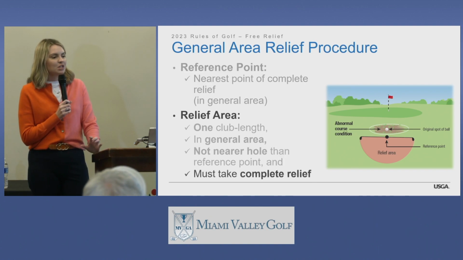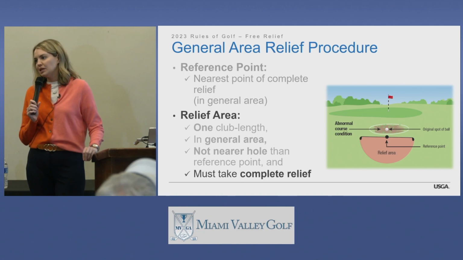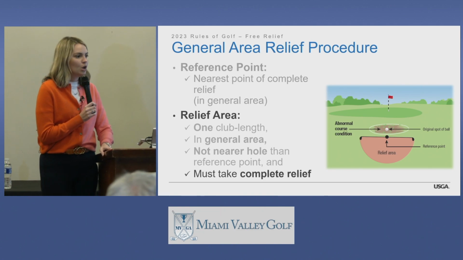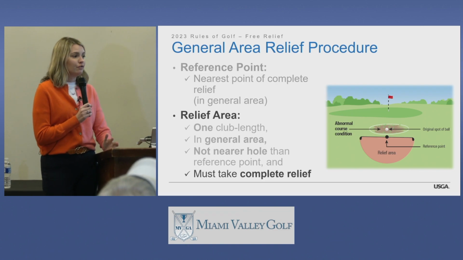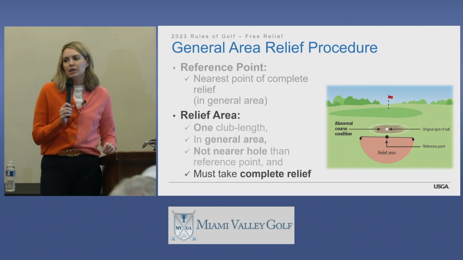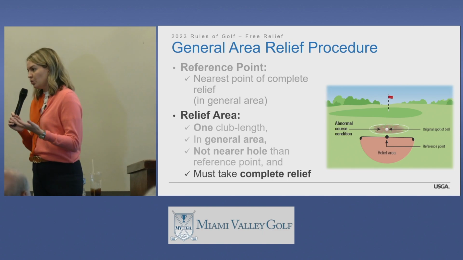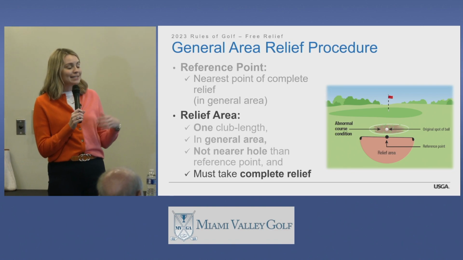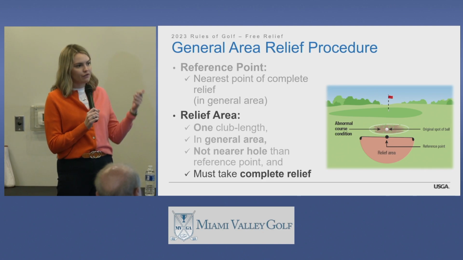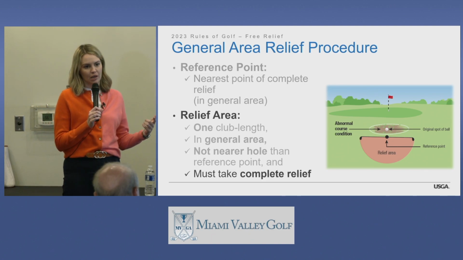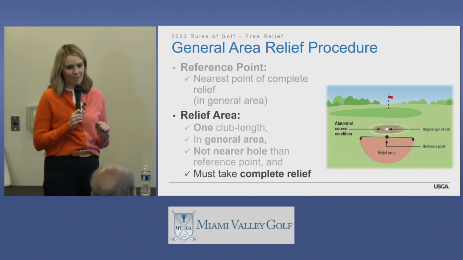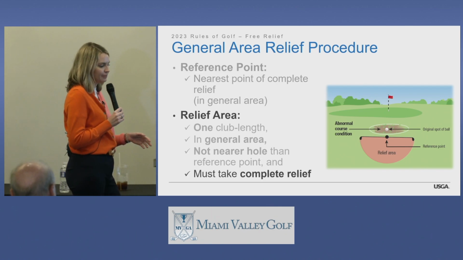We have a concept that we have to take complete relief. So all of those things I spelled out that are interference, we've got to take relief from all of those. Even if my stance was the only thing that had interference from the abnormal course condition, I still have to take relief for the lie of the ball and the area of intended swing. You can't just pick and choose the pieces you want relief from. You have to take complete relief.